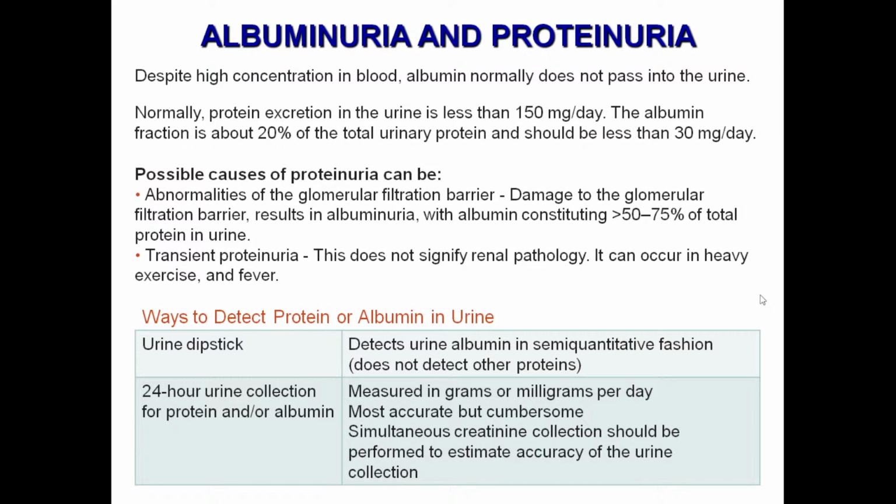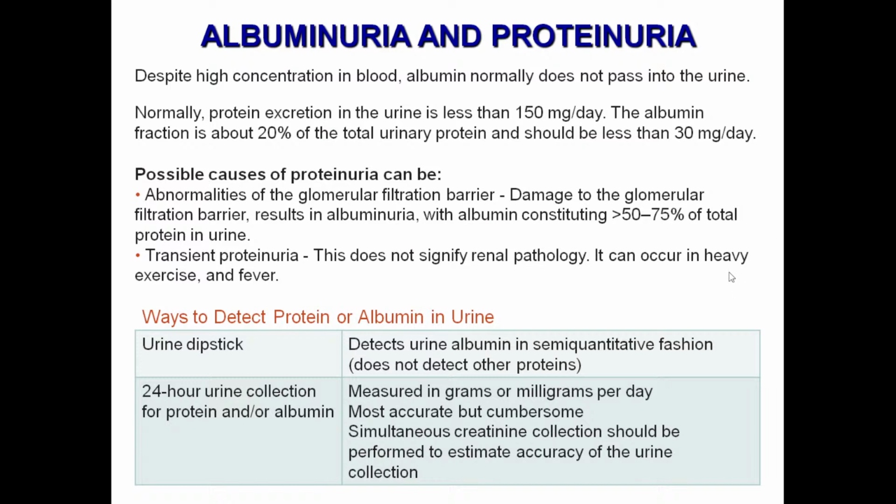Some of the possible causes of proteinuria include abnormalities of the glomerular filtration barrier. So the most common reason is the damage of the glomerular filtration barrier, which will result in albuminuria. As we have mentioned, under normal conditions, it's not permeable. And also another case might be transient proteinuria. This might happen, for example, in case of heavy exercises.